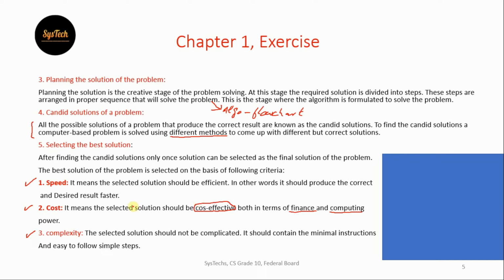Complexity. Complexity means it should be simple. It should not be complicated. It should contain minimal instructions, fewer lines of code and easy to follow, simple steps. So these are the three criteria for selecting the best solution. Number one, speed. Number two, cost. And number three, complexity.